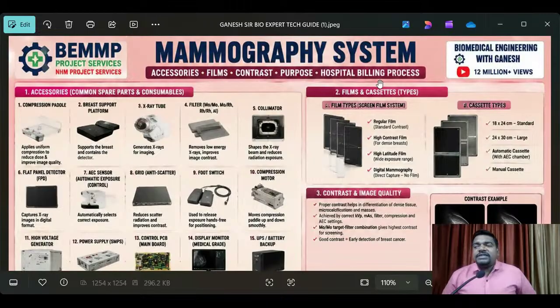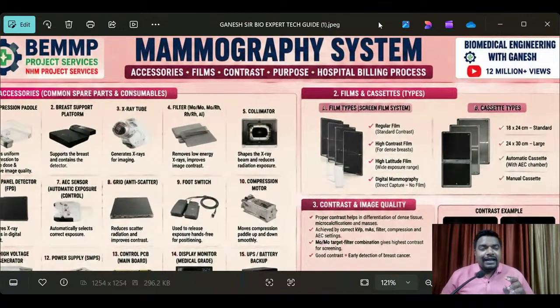Now, mammography system. See here, my dear engineers, listen carefully to what I'm saying. Mammography accessories and films, contrast and purpose, hospital billing process, everything I'm going to show you very clearly. My intention is to give every point of information in this live session. That is why I'm saying it is a complete master class, because multiple situations and multiple pieces of information about mammography I'm giving here, right? Yes, I hope you are catching my points right now. Yes, come on.